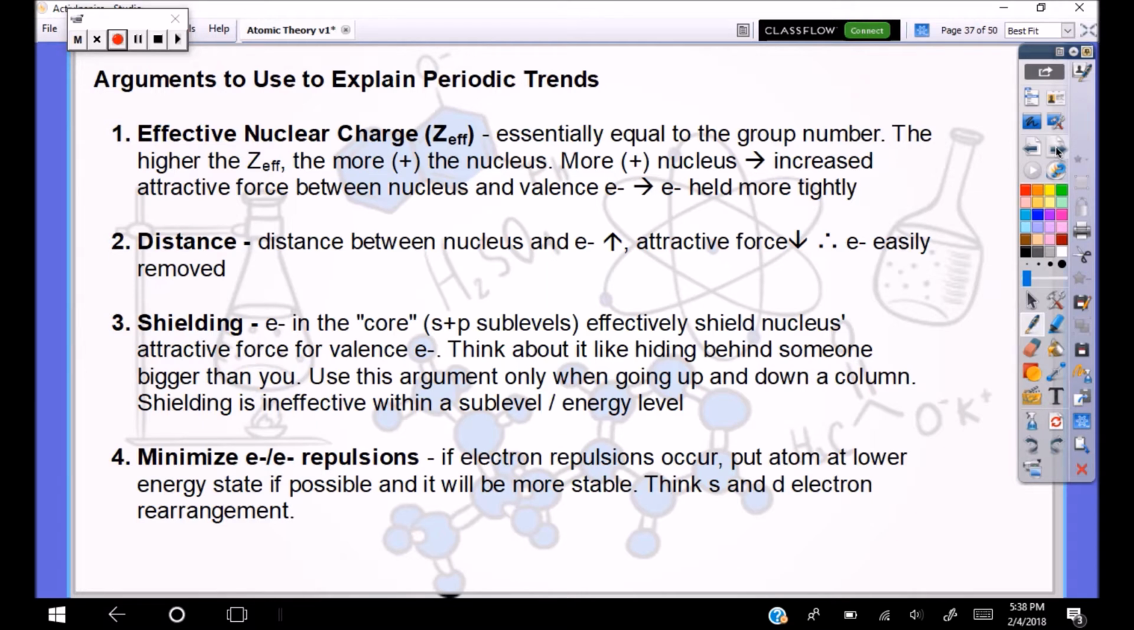Then we also have minimizing electron-electron repulsions. This one's going to be very important for some of the more nuanced parts of the trends that we'll see. If electron repulsions occur, we can put that atom at a lower energy state if possible, and it will be more stable. Think about the last playposit with that s and d electron rearrangement for silver. We know that the 5s level had some electrons that were paired, and we know that the d sublevel had the ability to take on another electron to reduce that repulsion.